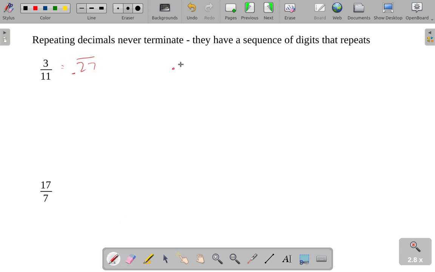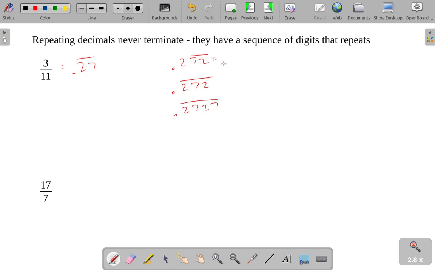An interesting thing: what if I wrote it like this, 0.2 with a line over the 72? Would that be the same number? Or would this one, 0.272 with a line over it, be the same number? Or maybe 0.27 with a line over 27, would that be the same number? Well, let's look to see what they would end up giving you.